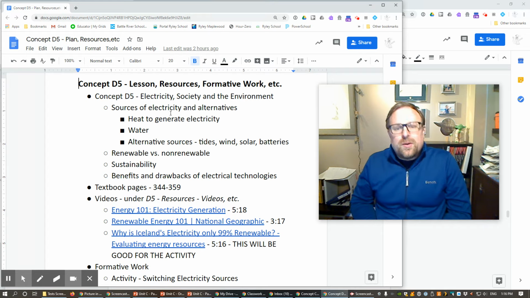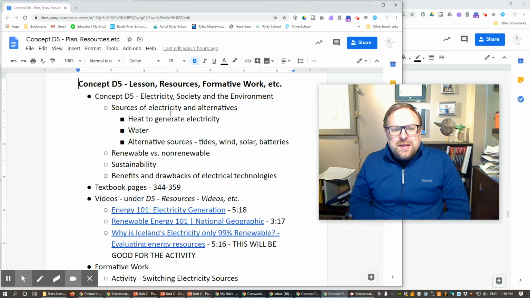and then you can jump right away into wrapping up this unit, which means we start Unit E next week, which is our very last unit on space and space technology and exploration and things like that, which I think is going to be a lot of fun for many of you.